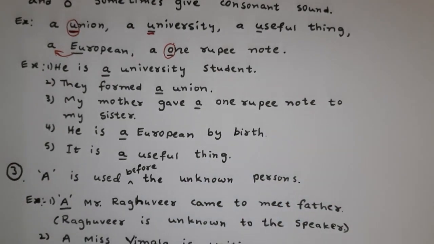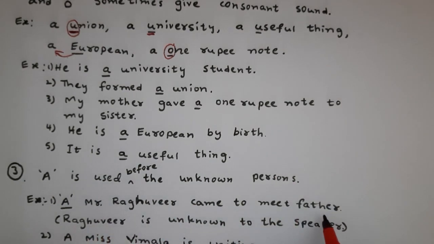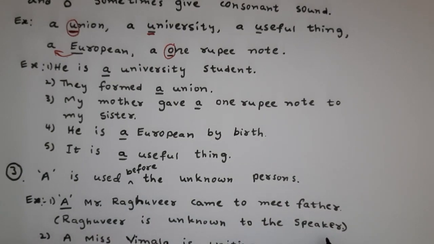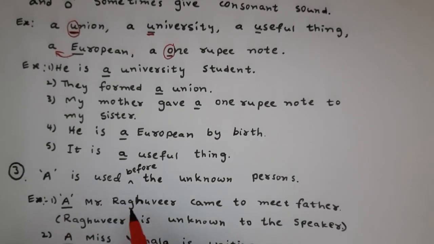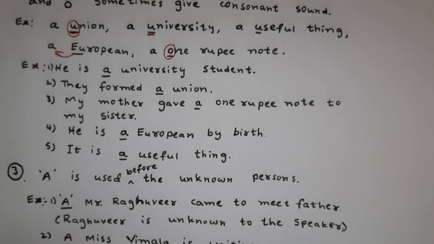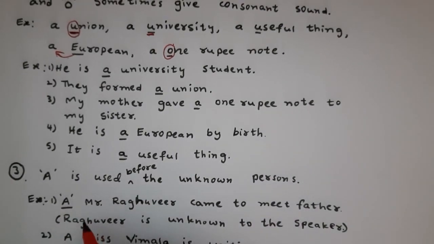Third one, a is used before unknown persons. Here you can see, a Mr. Raghuveer came to meet father. Actually, Raghuveer is unknown to the speaker. That's why here we can use a before that name. And next example, a Miss Vimala is waiting outside. So before unknown persons, strangers, we can use a.